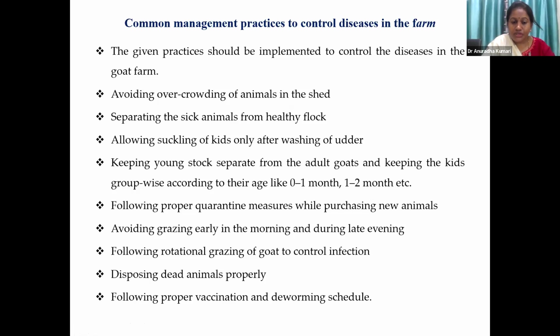Follow proper quarantine measures for newly purchased animals. Always try to do rotational grazing and avoid grazing during the morning and late evening time. Ensure proper disposal of dead animals and always follow the recommended vaccination and deworming schedule that we have discussed earlier.